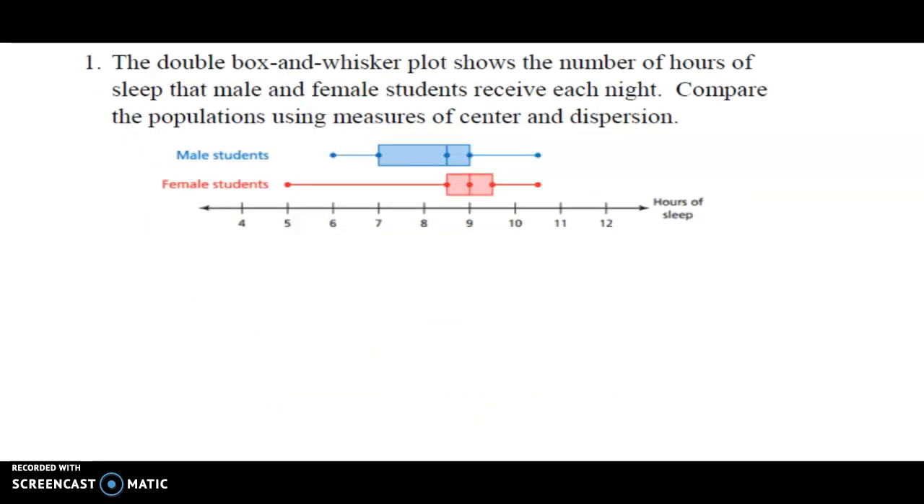So here's our first example. The double box and whisker plot shows the number of hours that males sleep and females sleep each night. We're going to compare the population using measures of center and dispersion. First thing we have to figure out is, is the data symmetric or skewed?